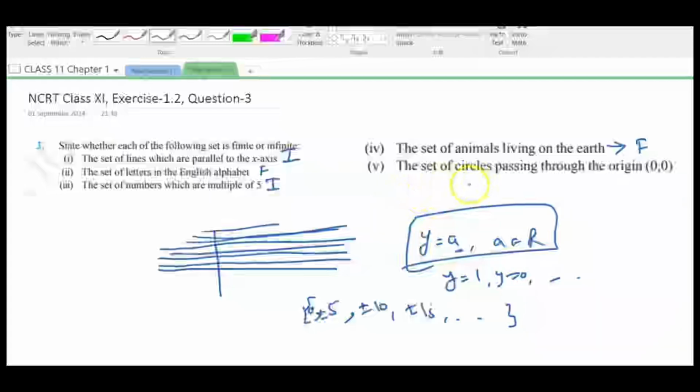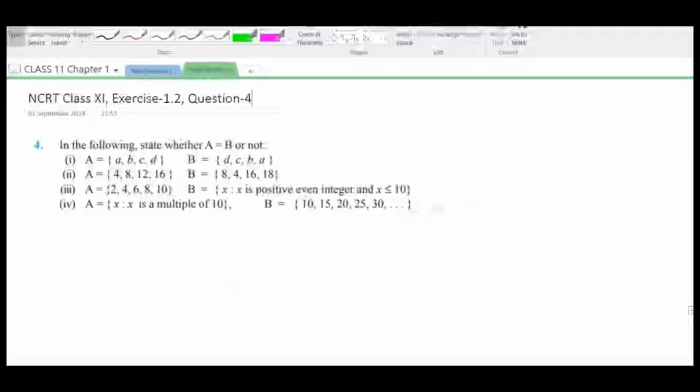The set of circles passing through the origin. How many circles can pass through this origin? So there are infinite circles which can pass through the origin. So this will also be infinite. Okay. Let's see the next question.